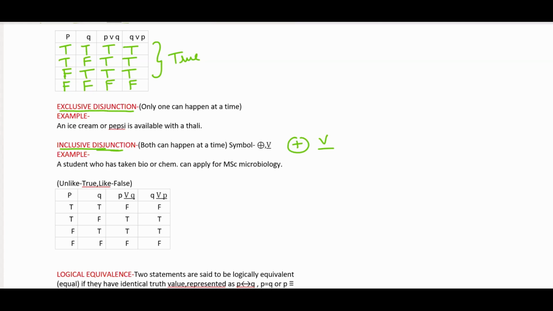Now the truth table of this: just learn this line, that unlike cases conclude to true, like cases conclude to false. That means unlike means true false or false true. For this my answer will be true, and for like cases, meaning true true, similar, like, and ff, this is the truth table. True true, like case, therefore my answer is false. True inclusive disjunction true, then again my answer is false because like.